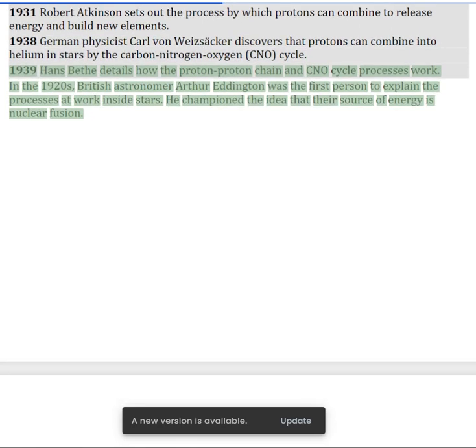1939 Hans Bethe details how the proton-proton chain and CNO cycle processes work. In the 1920s, British astronomer Arthur Eddington was the first person to explain the processes at work inside stars. He championed the idea that their source of energy is nuclear fusion.